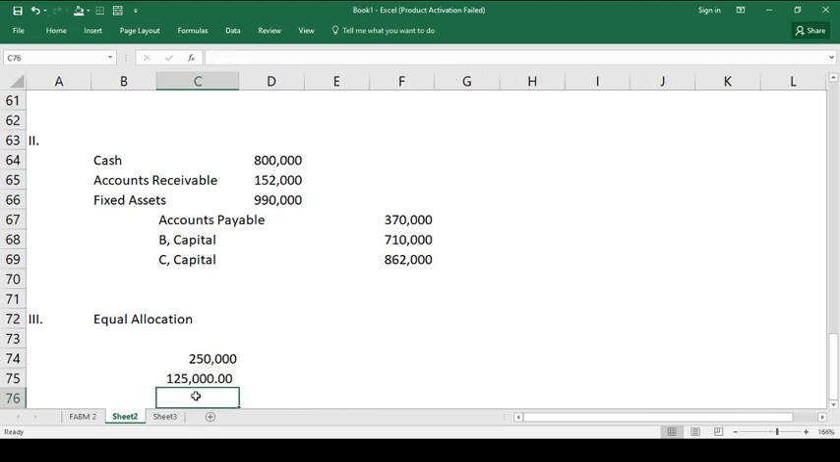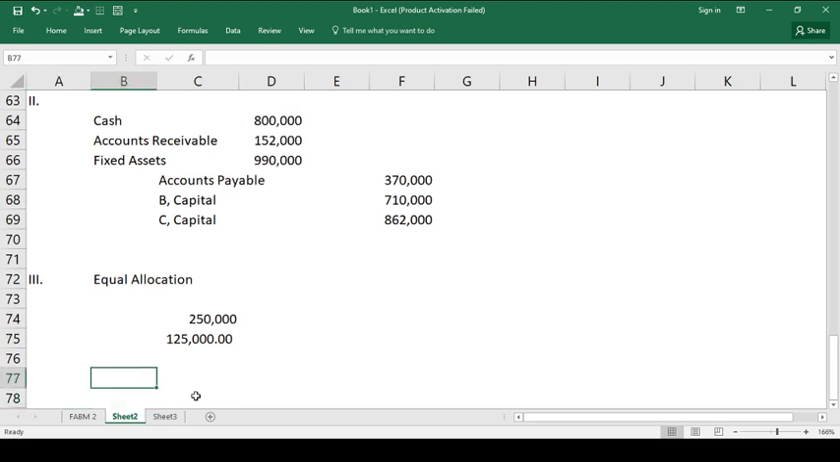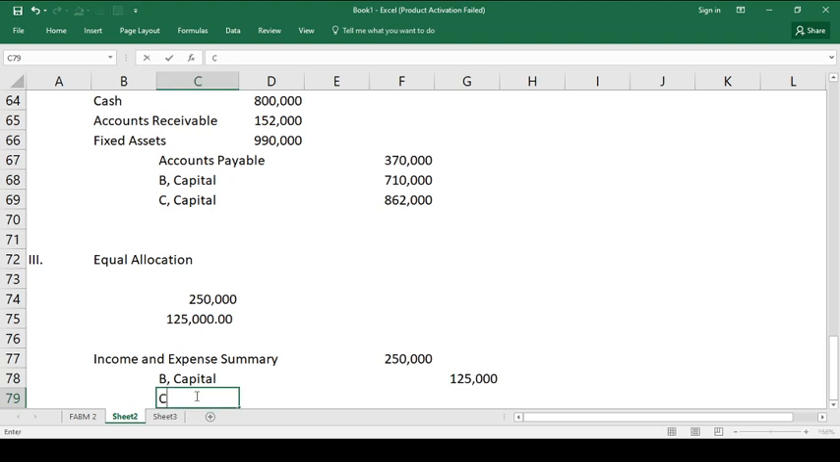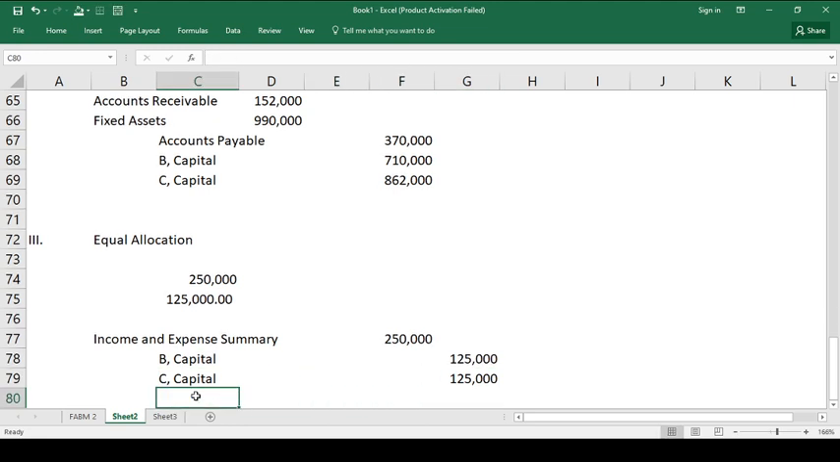So to prepare a journal entry, if it will be an equal allocation, very simple. We have debit, income and expense summary, dahil nasa income and expense summary naman yan, of around 250,000 because that's the net income. And then credit to B capital kasi papasok yan kay B capital, 125,000 lang kasi yun lang yung share niya. Then C capital for 125,000. Ganun lang kasimple.